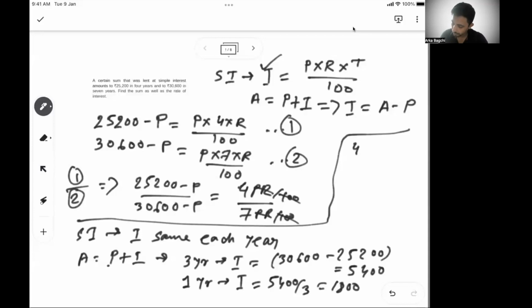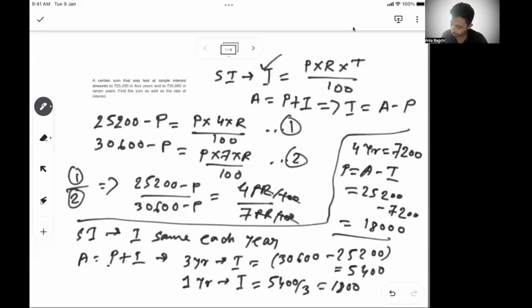So for 4 years, your interest will be 7,200. 1,800 into 4, again, 7,200. So that means your principal is amount minus interest. So after 4 years, your amount was 25,200 and your interest is 7,200. So your principal is 18,000, right? That's one way you can calculate your principal, right?